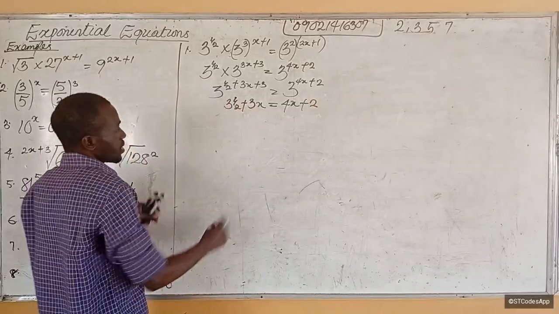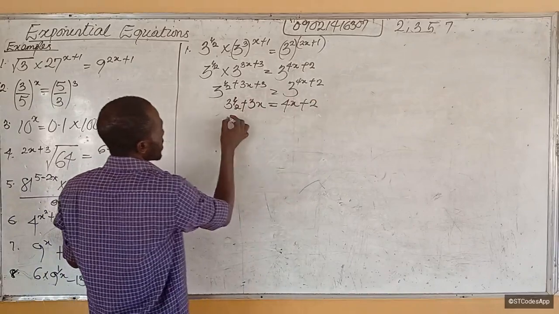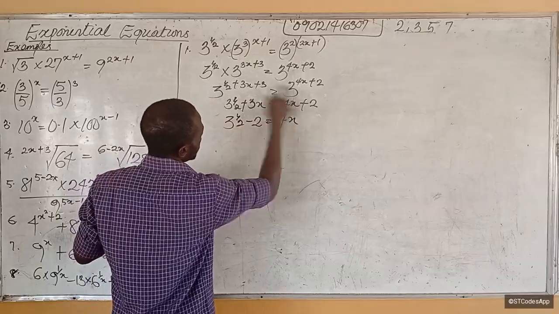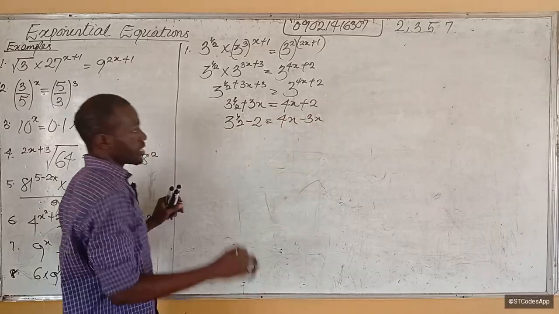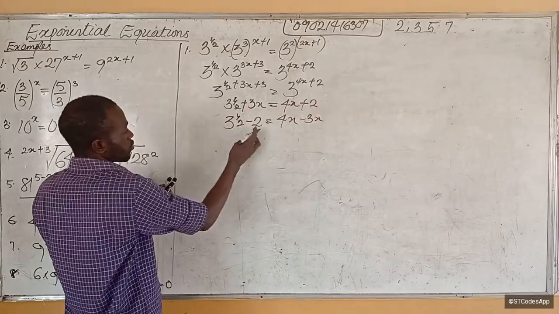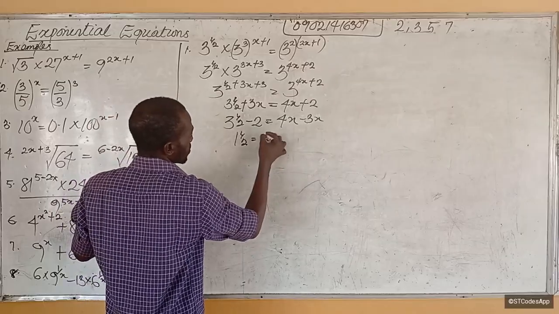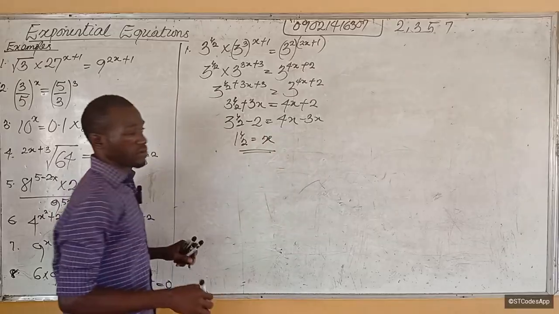Exactly. So I can take this one here and bring this guy here. It becomes 3 and half minus 2 is equal to 4x minus 3x. Is that clear? Brought this guy here, brought this guy here. So if you subtract, you get 1 and half here is equal to this minus this, which is x. X is 1 and half, or 3 over 2.